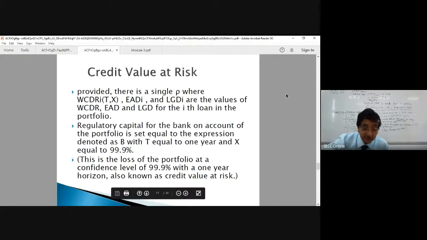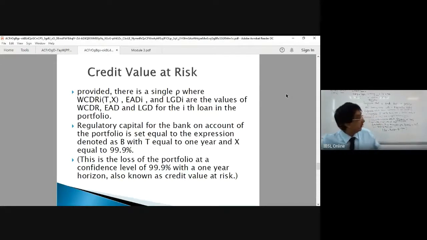Now you just find that the credit value at risk is 47.48 million. So that's a substantial portion of the portfolio. It's about half of the portfolio. Like now, if a bank has this type of a loss, I don't think that the bank can survive. So that's a big issue.